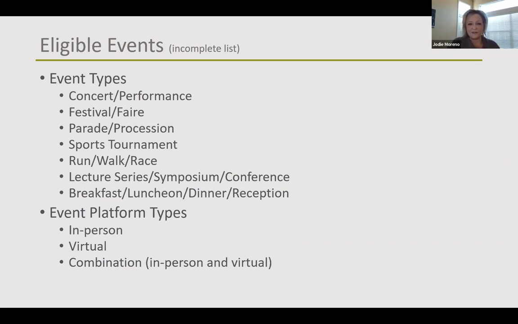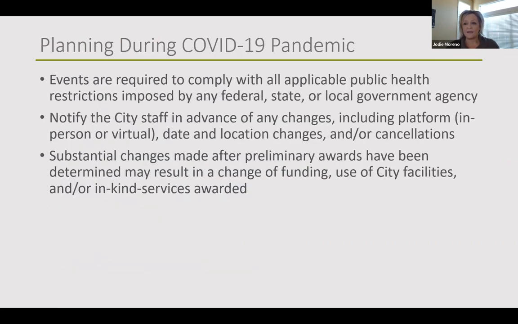So if there's an event that you're doing like that, any kind of event that you're bringing to the city, we like to see. We like to see new things. Our council really wants to see visitation. So think about that when you're filling out your scope and telling us what kind of event it is. And as we talked about before, it could be in person, it could be virtual, or it could be a combination of both.